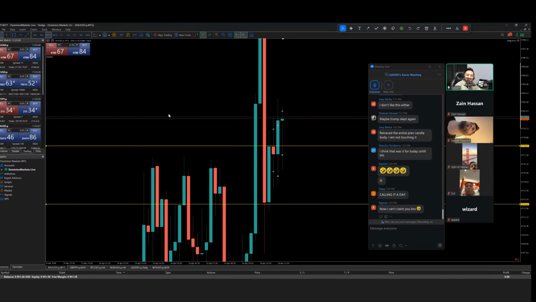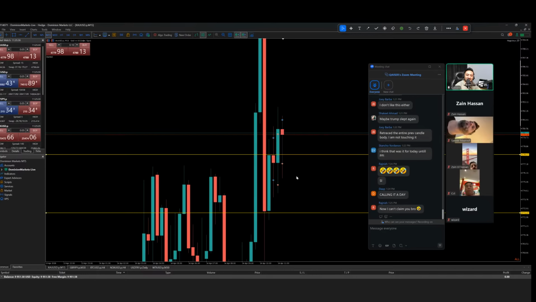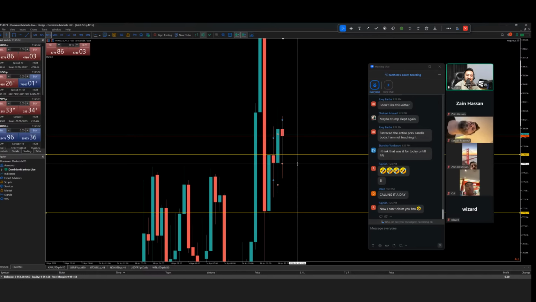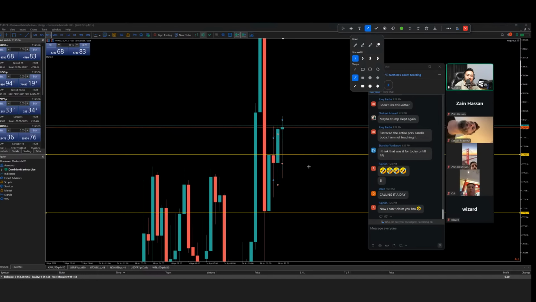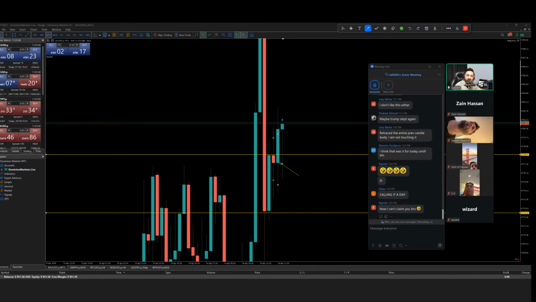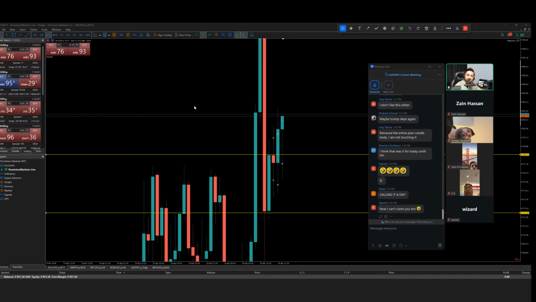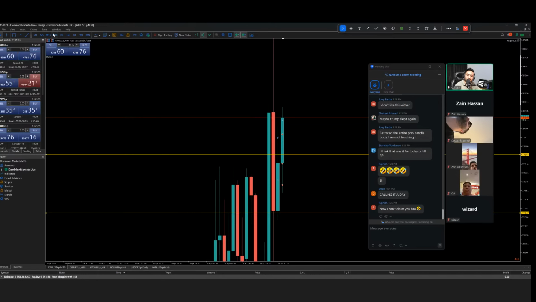So, look at this one, man. What happened here? It created a wick. It respected the previous candle low. Why did I take this trade? Okay, it didn't break the body. Then it broke above the high, and now it took my SL, and now it's going in my favor. What could I do here?